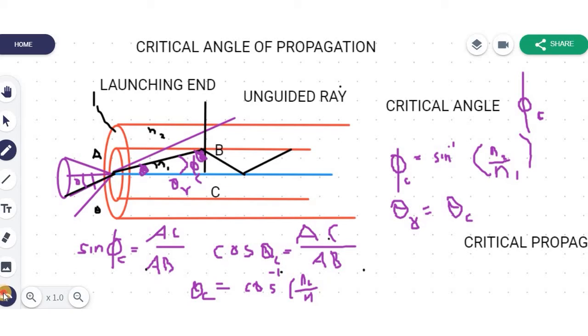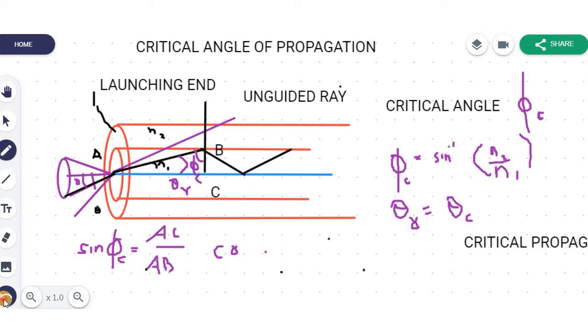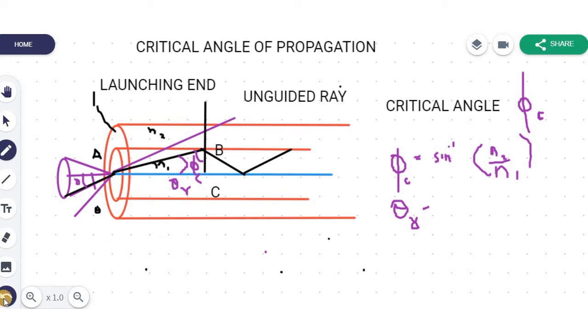Next we will discuss the acceptance angle again. Let us again consider a step index optical fiber into which light is launched at one end. As mentioned earlier, the refractive index of the core is n1, which is greater than that of the cladding, which is n2.